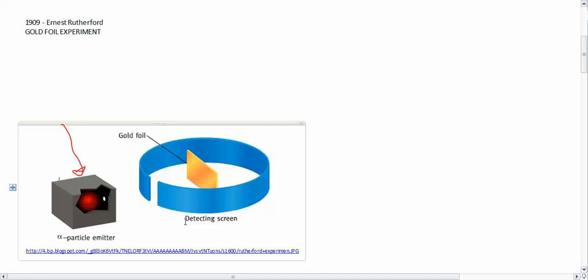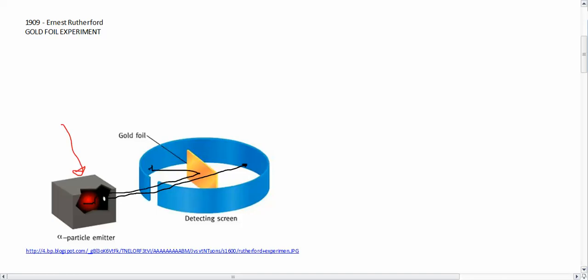So what he's going to see is what happens to the alpha particles. Do they go straight through the foil? Do they bounce off? What happens? That's what he's going to look at.